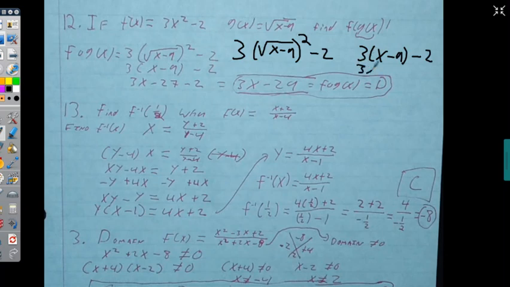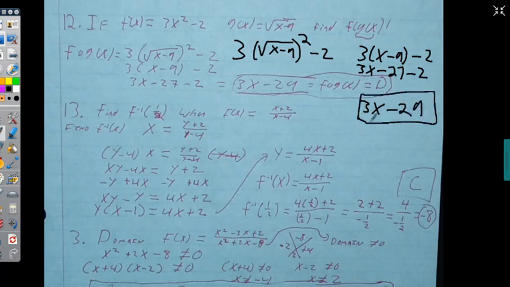3 times x is 3x. 3 times negative 9 is negative 27. Negative 27 minus 2 is negative 29, so that becomes 3x minus 29, and that's the final solution. That's going to be answer choice D. That's equal to f of g of x, 3x minus 29.